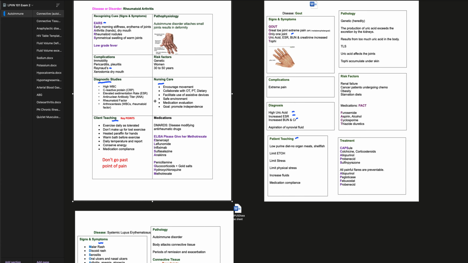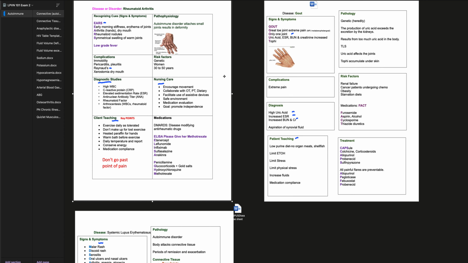All right, so key teaching. This is so important, okay? So exercise daily as tolerated. Again, remember, don't go past the point of pain. They don't need to make up for lost time because exercise is good for them, keeps them mobile. But if they didn't exercise for one day, it doesn't mean they do twice as much the next day, okay? Heated paraffin for the hands, warm bath, daily temperature, and report if needed. They need to conserve their energy, and they do that by alternating periods of rest with activity. And they need to adhere to the medication plan, just like people with lupus.